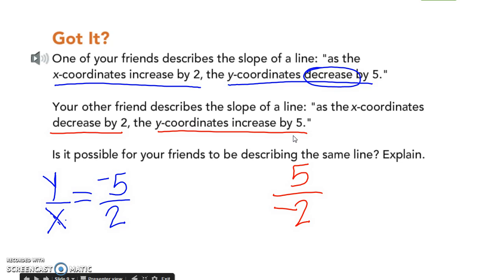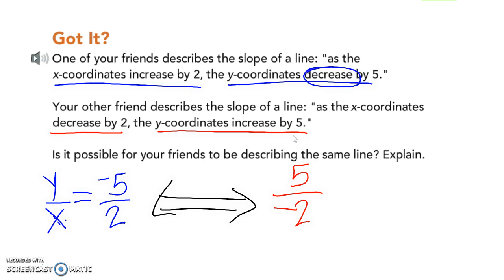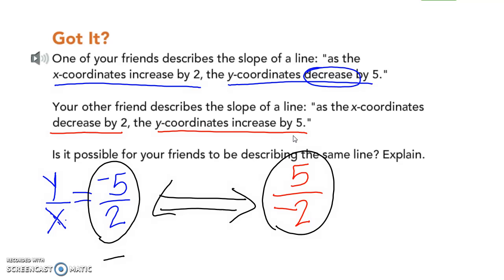Are these the same thing? What is a negative divided by a positive? Negative divided by a positive is a negative. What's a positive divided by a negative? A negative. So these are actually the same thing. You can either have the negative on the top of the fraction or on the bottom of the fraction, and they both mean that it's just negative 5 over 2. Okay? So either of those would mean the same thing.